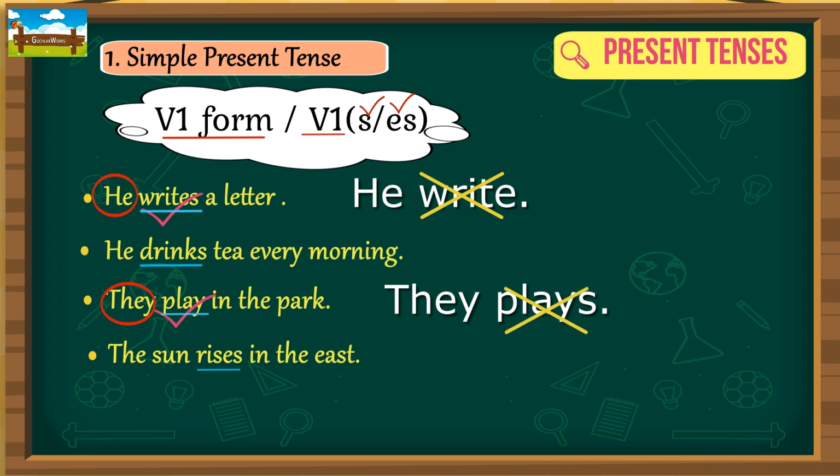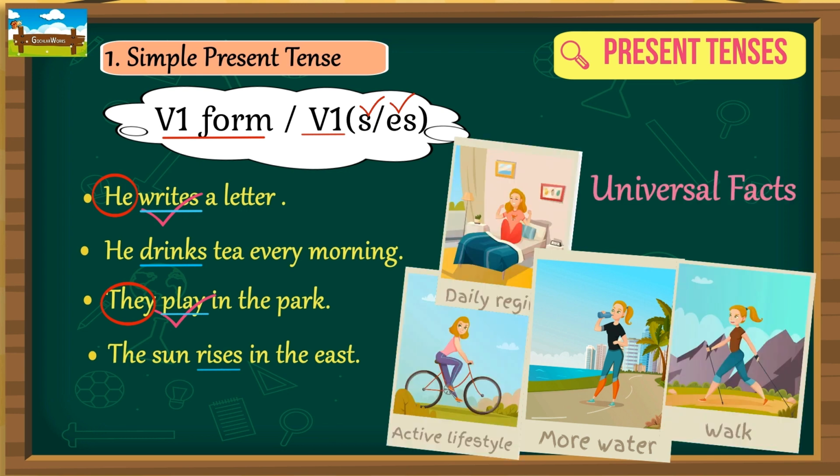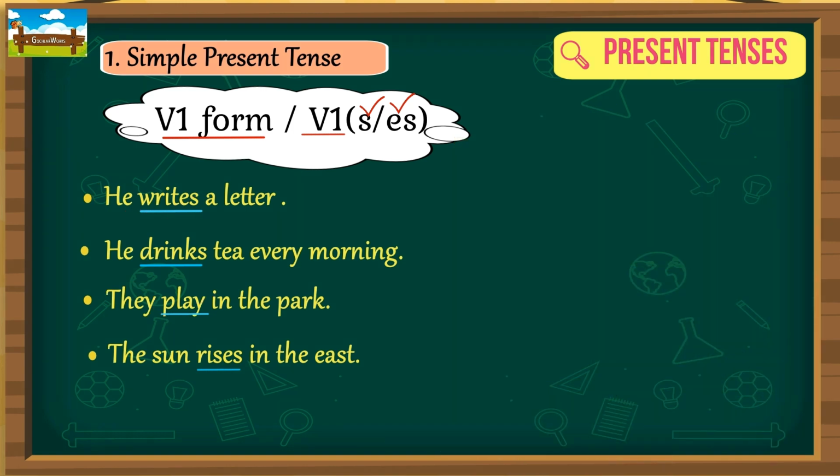The second thing to note is when we use the simple present tense. We use it for regular habits, actions that happen daily or regularly, universal facts, or scientific statements. Now, let's look at some examples. First is he writes a letter. Look at writes. This is the V1 form of the verb, so this is the simple present tense.